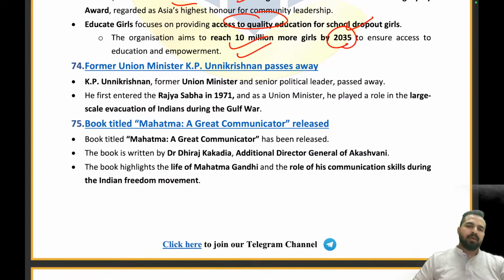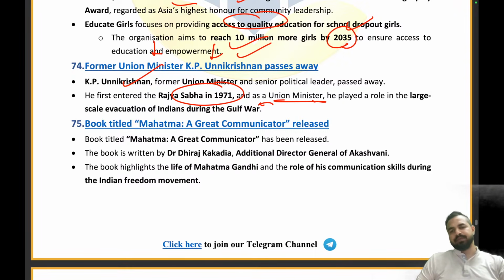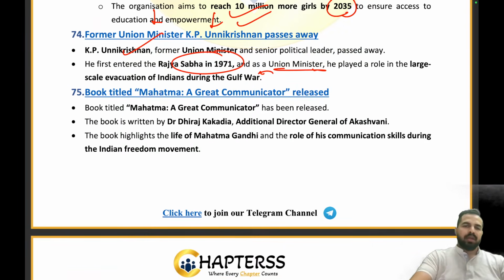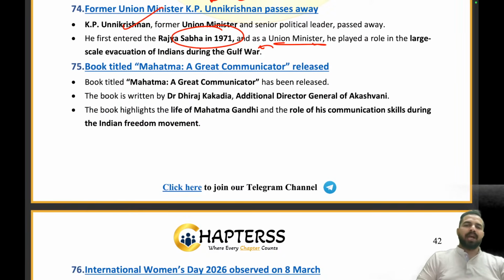That's all. Now my dear friends, former Union Minister KP Unnikrishnan has passed away. He first entered Rajya Sabha in 1971 and played a Union Minister's role in the large-scale evacuation of Indians during the Gulf War. Now moving on to the book, Mahatma, a Great Communicator, has been written by Dr. Dheeraj Kakadia, Additional Director General of Akashvani.